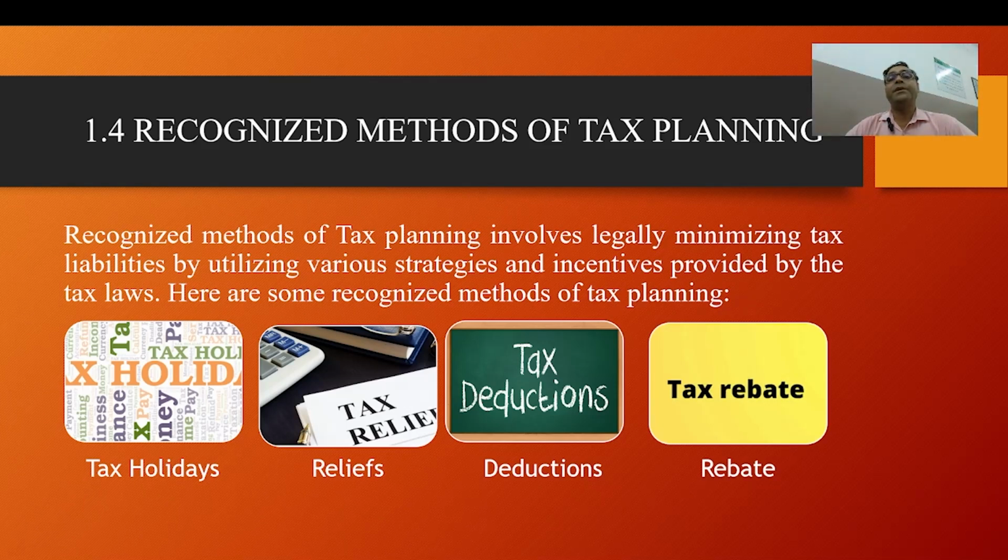Tax rebates provide a refund of taxes already paid. They can be specific to certain expenses or activities. It means some amount will be deductible and some amount is chargeable. For example, rebates for first-time home buyers. Governments may offer rebates to increase home ownership.